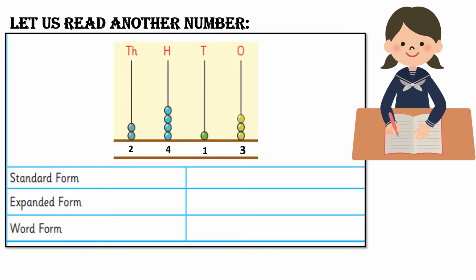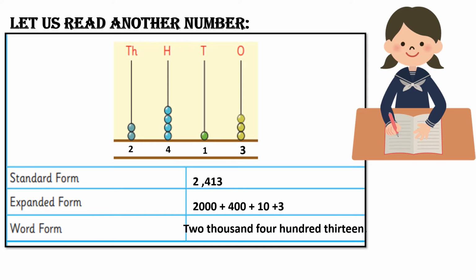My standard form is 2413. Now let's see the expanded form. So I have 2 in thousands place, 4 in hundreds, 1 in tens and 3 in ones. So 2000 plus 400 plus 10 plus 3. Now let's see the word form. 2413.